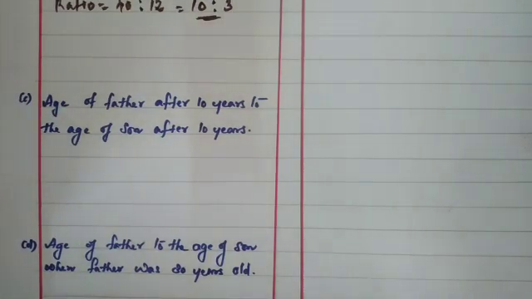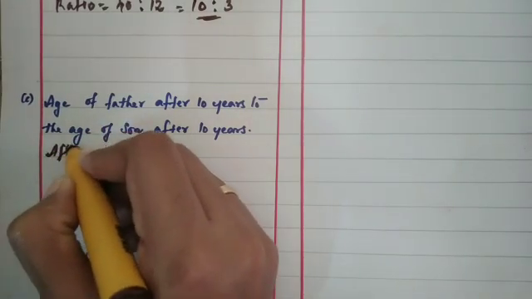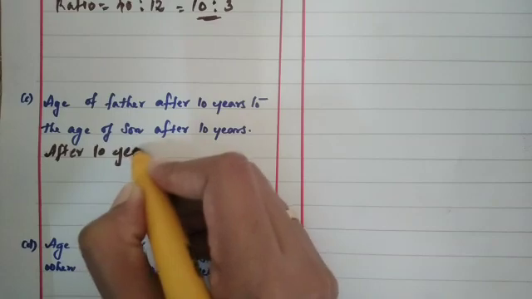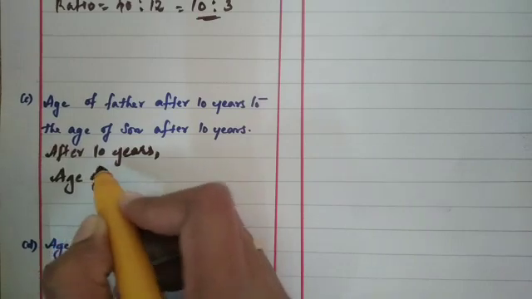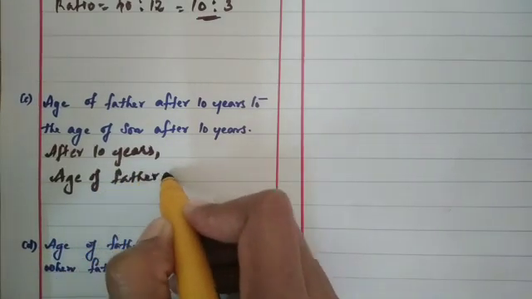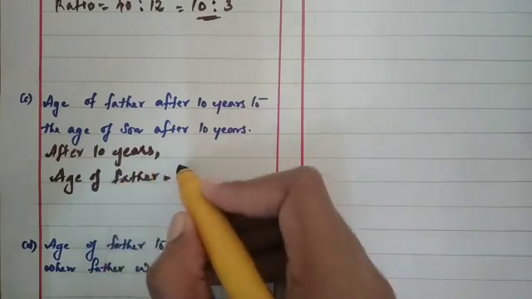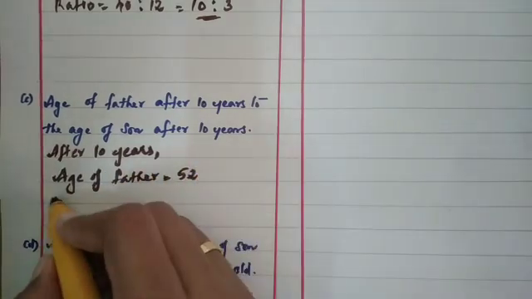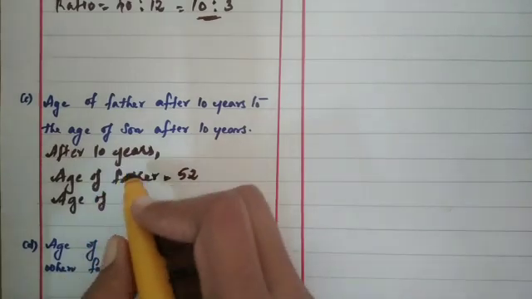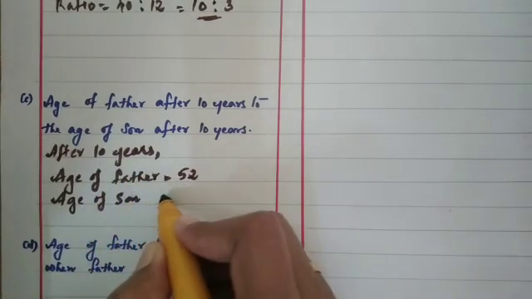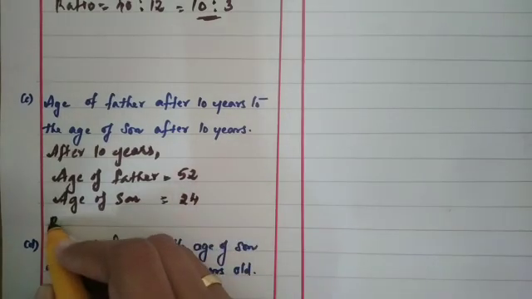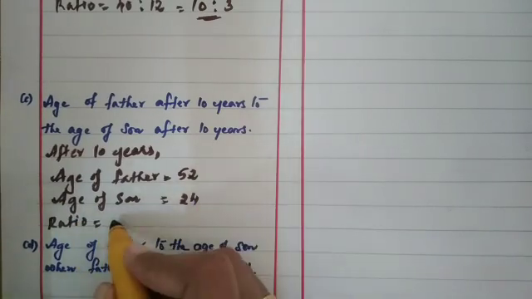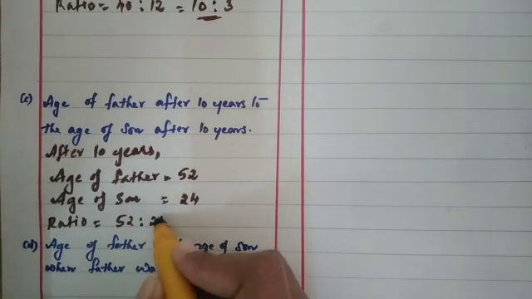Just see the question: age of father after 10 years to the age of son after 10 years. After 10 years means age is increasing. Age of father: present age 42 years, 42 plus 10, 52 years. Age of son: present age 14 years, after 10 years, 14 plus 10, 24. Then you have to write the ratio. Ratio equals 52 is to 24.